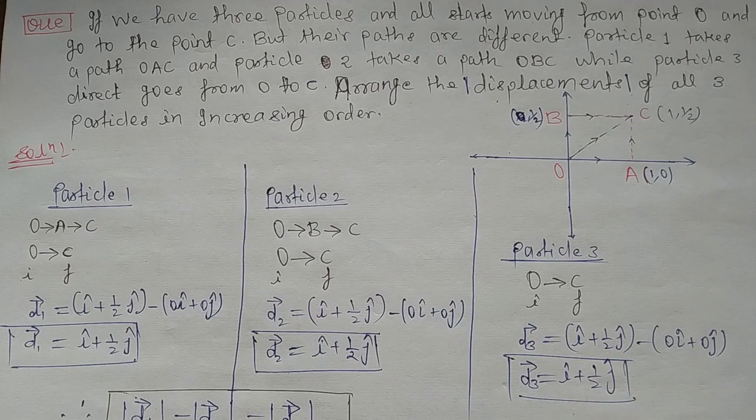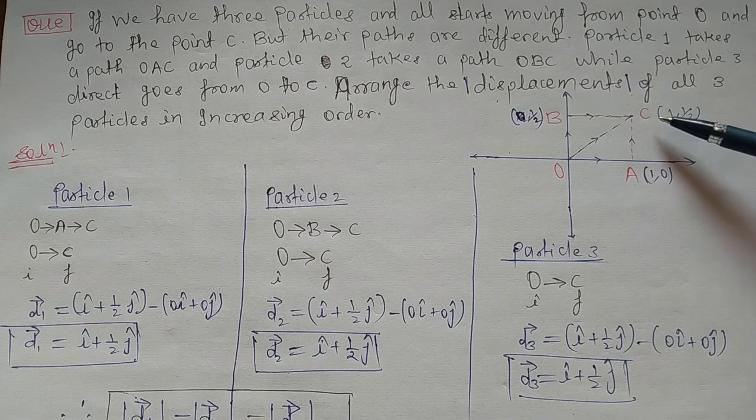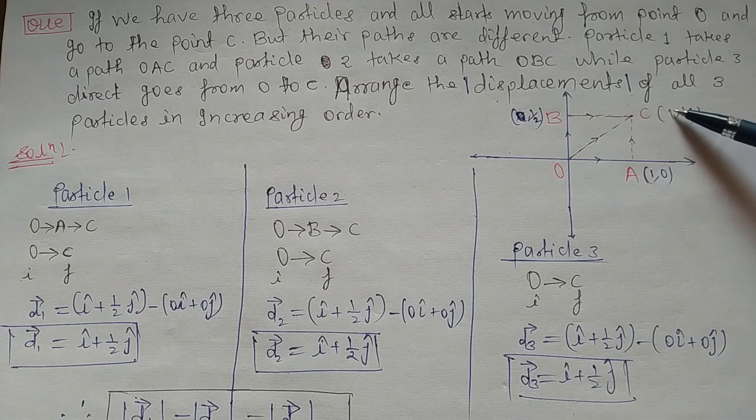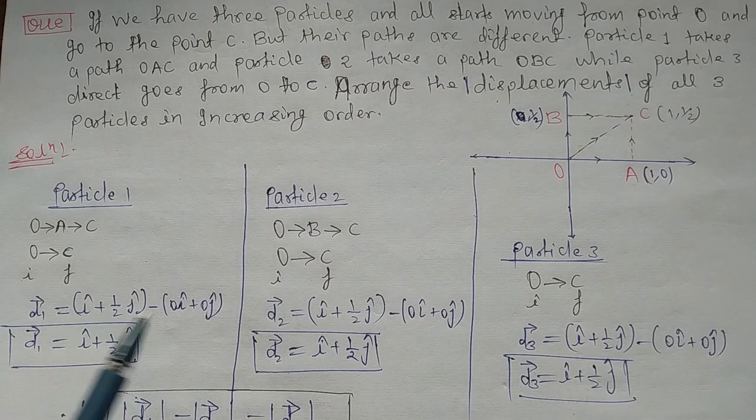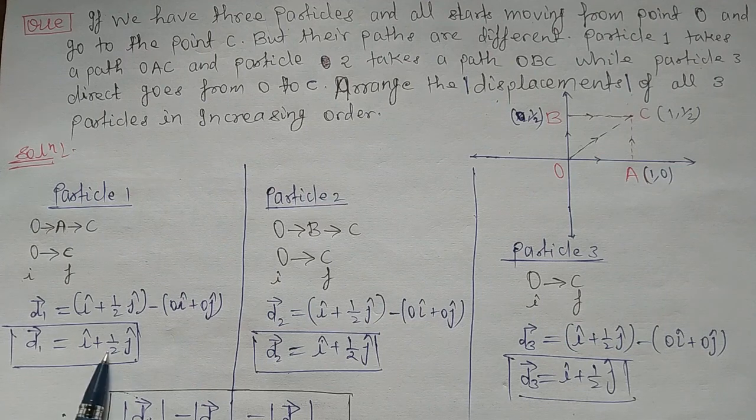The x final for particle 1 is i plus half j cap, because the position of C is the final position for particle 1. Since this is the x-axis and this is the y-axis, the position of C is 1 i cap plus half j cap. The initial position of particle 1 is the origin, 0i cap plus 0j cap. So the displacement of particle 1 is equal to i cap plus half j cap.